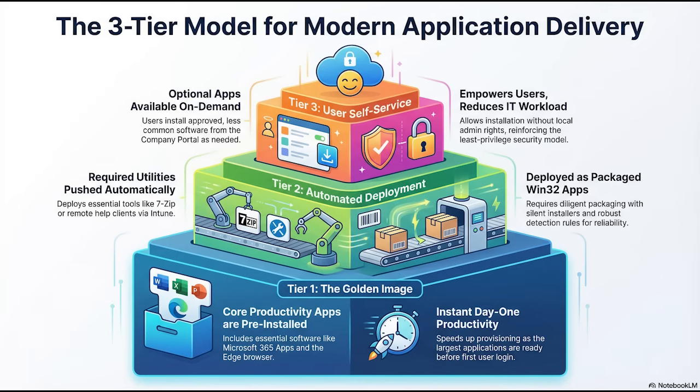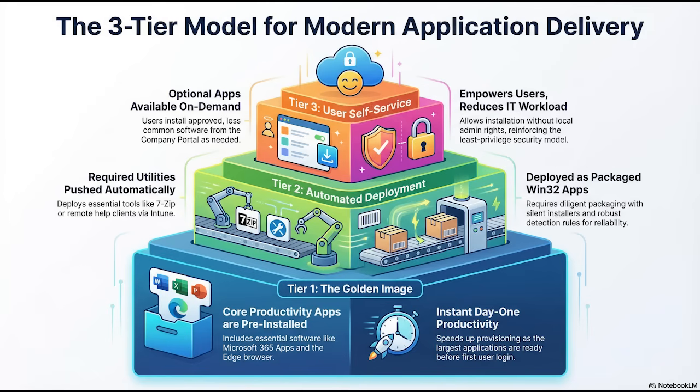It's designed for maximum efficiency while still sticking to that least privilege principle. Okay, so tier 1, image-based. Right. These are the heavy hitters, the core productivity tools. We're talking Microsoft 365 apps and the Edge browser. They are included directly in that Microsoft optimized gallery image. So the user's ready to work on day one. Instantly. It reduces bandwidth demands, it cuts down provisioning time, because the biggest applications are already there before the user even logs in for the first time.